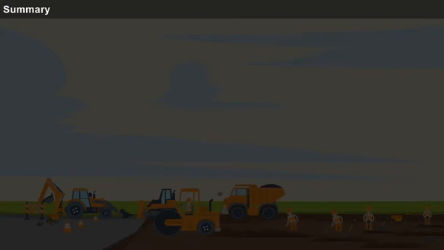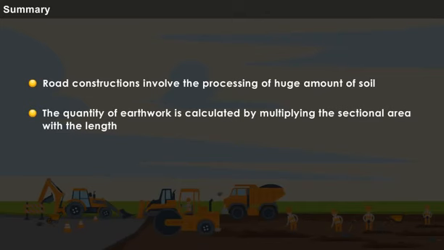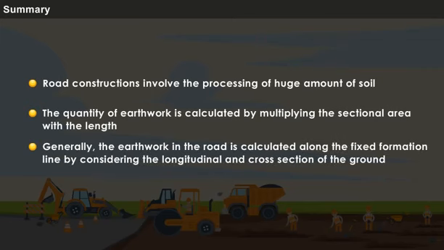Summary. Let us summarize what we have learnt so far. Road constructions involve the processing of huge amount of soil. The quantity of earthwork is calculated by multiplying the sectional area with the length. Generally, the earthwork in the road is calculated along the fixed formation line by considering the longitudinal and cross-section of the ground.